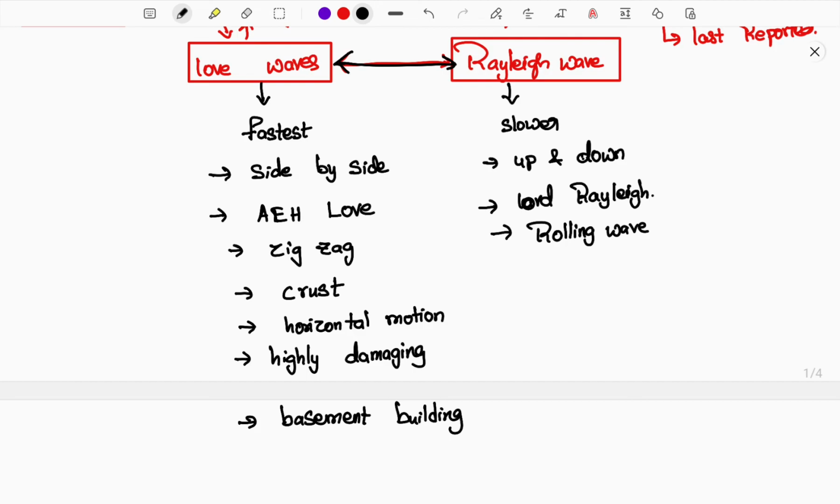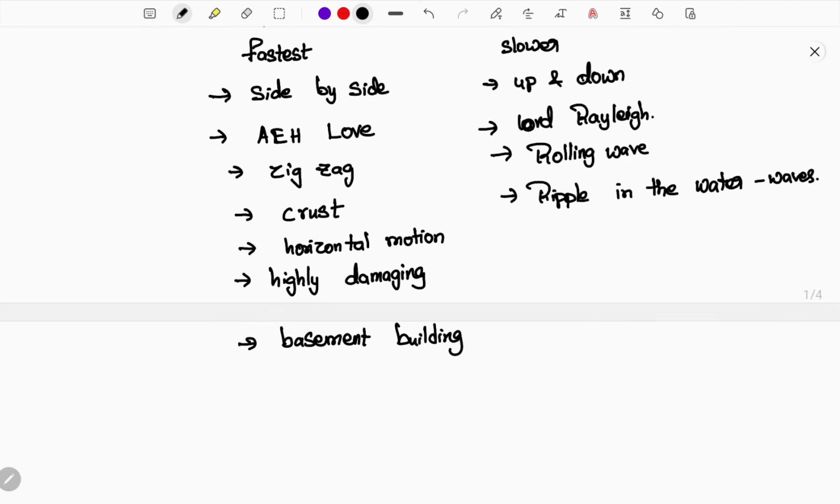And Rayleigh waves flow like a ripple in the water, like waves. In the same way, in the format of waves, they flow beautifully. Among all the waves, the larger wave is none other than the Rayleigh wave. This keeps on shaking the earth completely. This moves in the same direction.